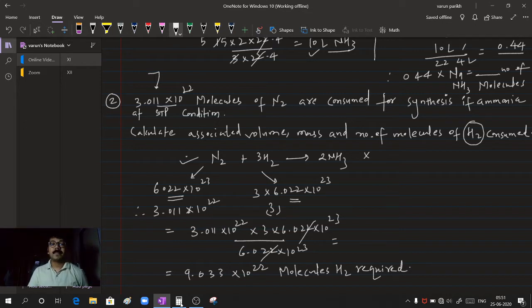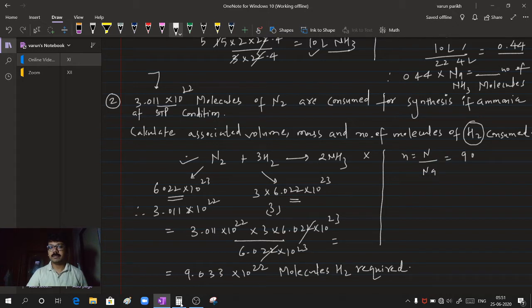Okay. Now they're asking for the volume. So what we did in the last one, we'll do here. Before that, we need to find the number of moles. Or we can go directly also. Number of moles is equal to what? Number of molecules upon Avogadro number. So the number of molecules is 9.033 into 10 raised to 22, and 6.022 into 10 raised to 23.